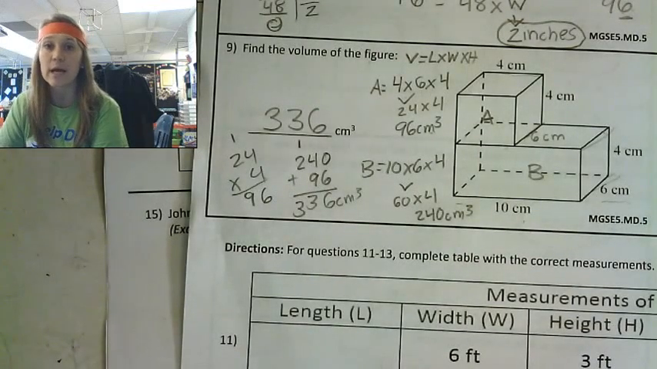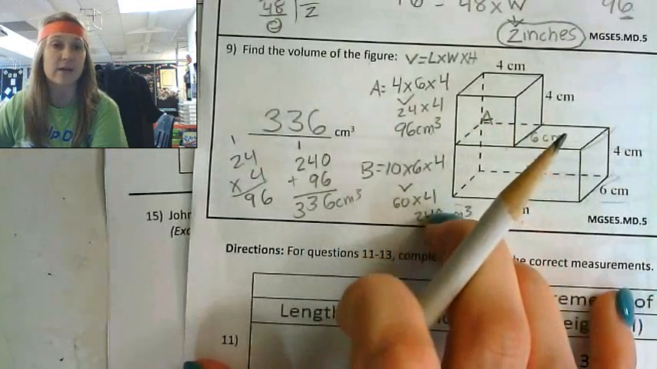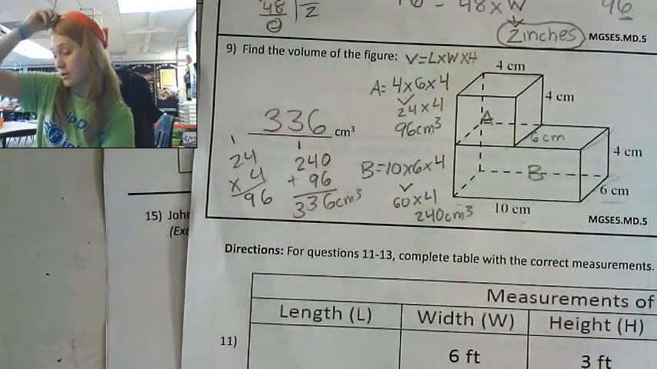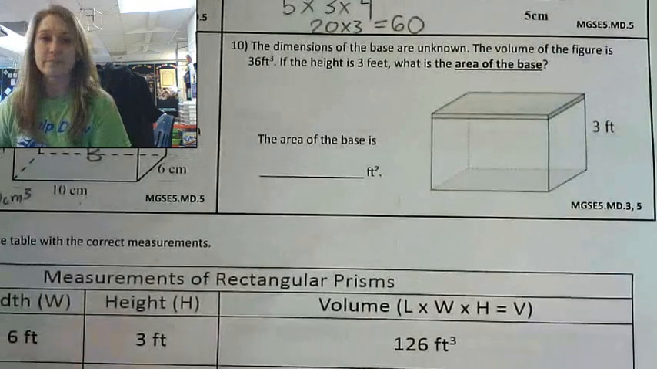Make sure that your math stays organized as you're solving it. All right, so that's how we find our volume for our composite figure. All right, whew. Good thing I had my Ninja Warrior practice for that one. Let's go on to number 10.